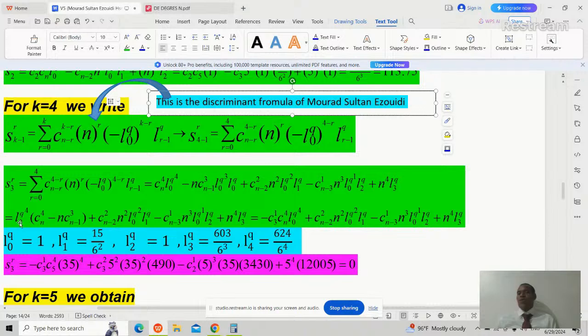It will be L0 for the q raised to the power 4 times combination n choose 4 minus n combination n minus 1 choose 3. This one you can simplify as that will give you negative combination 3 choose 1.